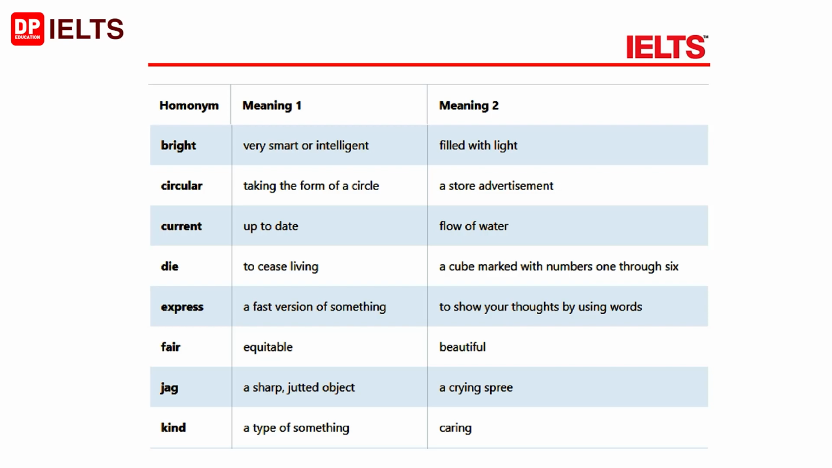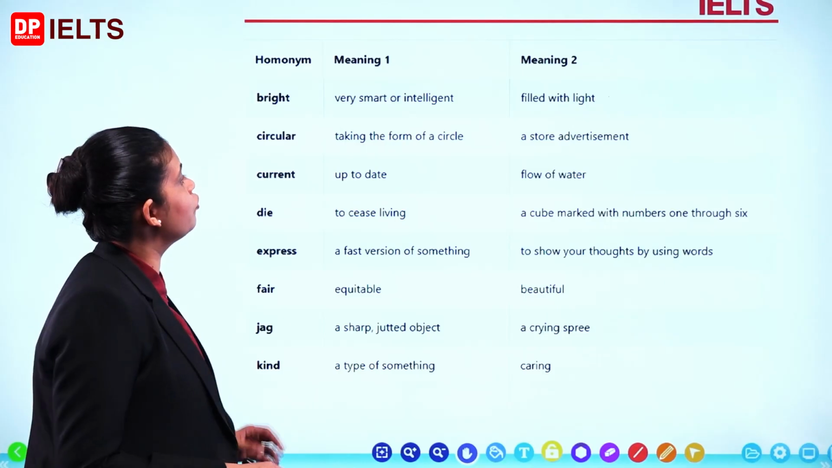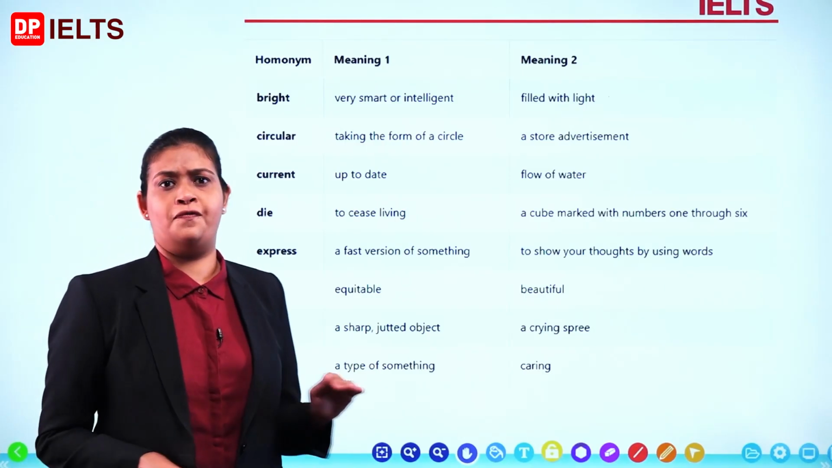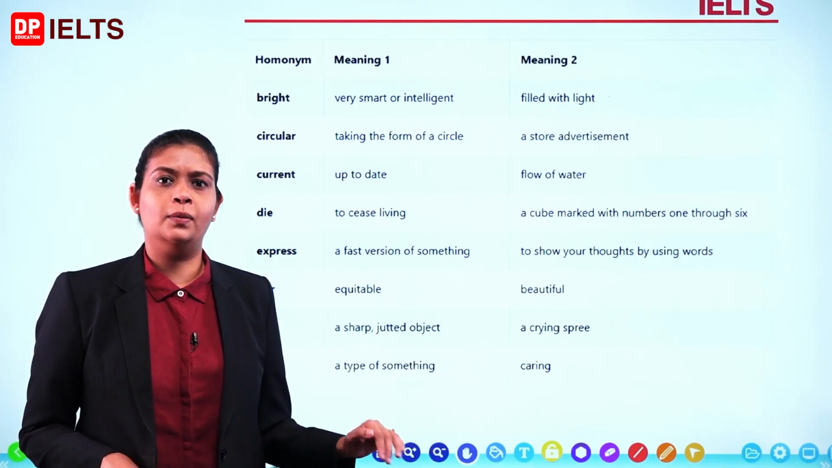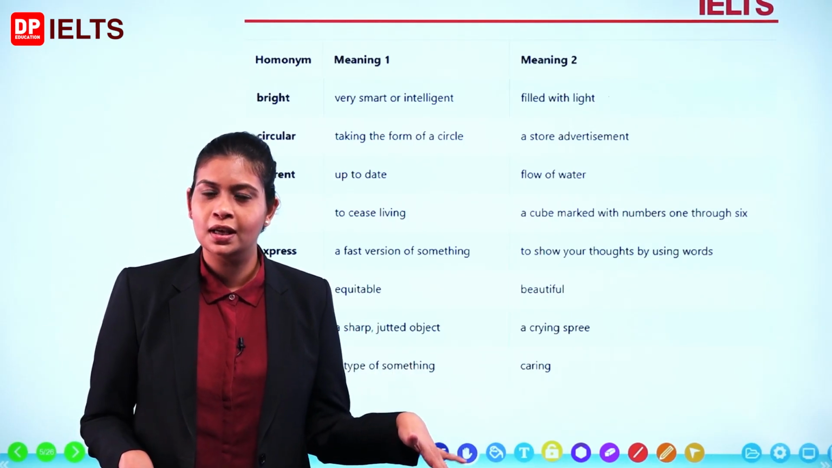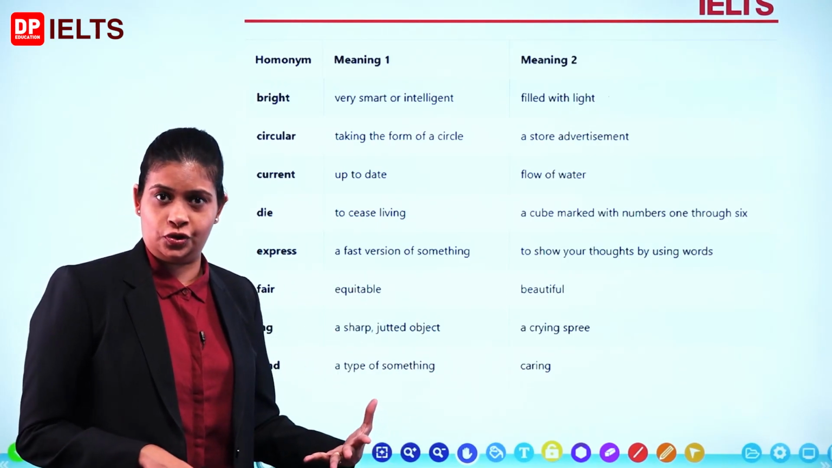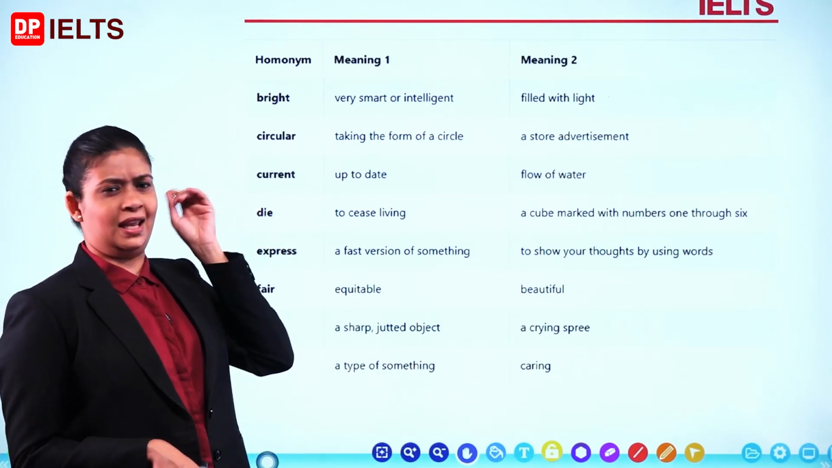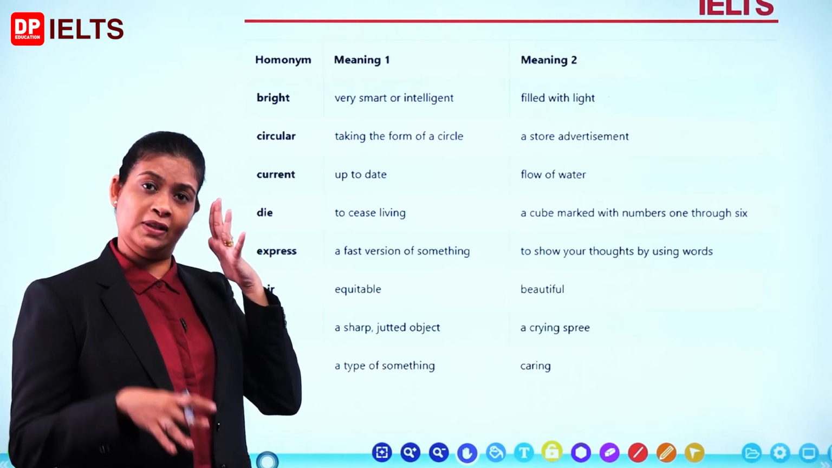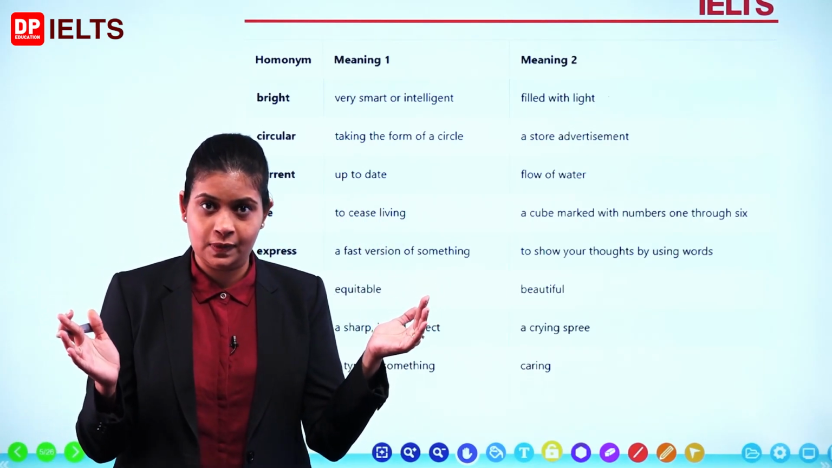Now, another set. Bright, okay? Oh, she's a very bright student, okay? When we say she's a very bright student, it means that she's a very intelligent student. Oh, it's too bright today, I need my sunglasses, okay? Bright means when you have a lot of light as well, right?